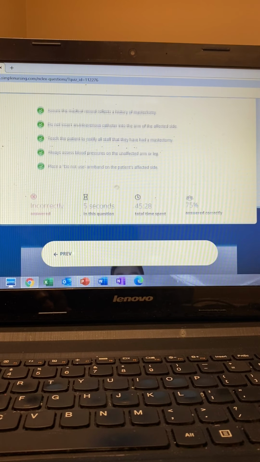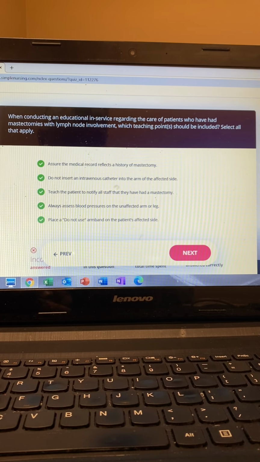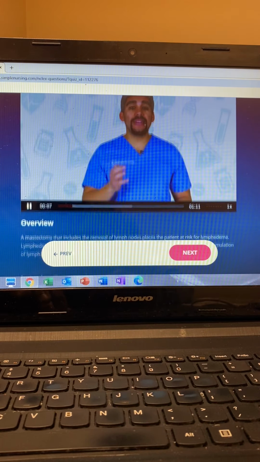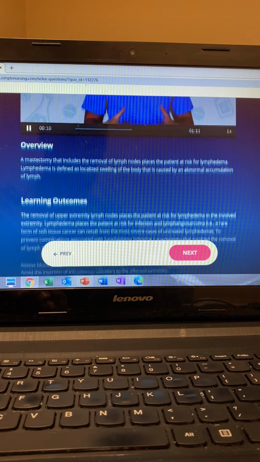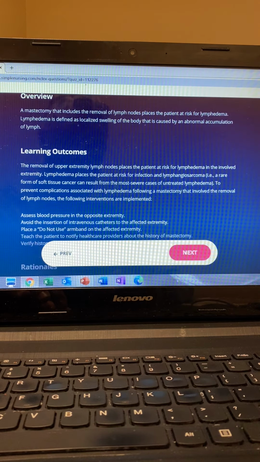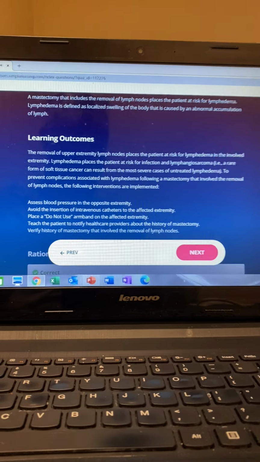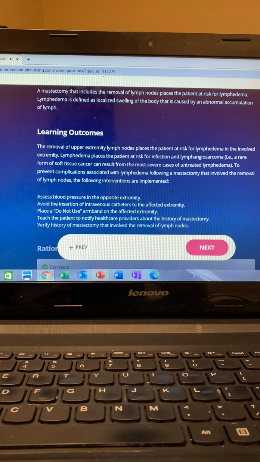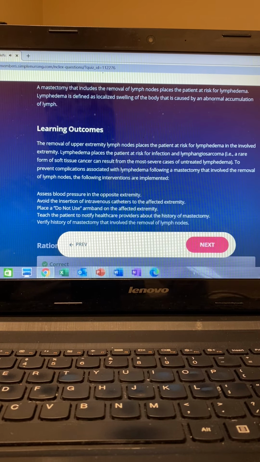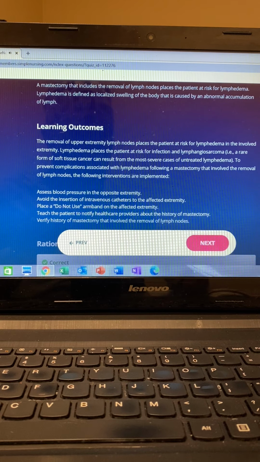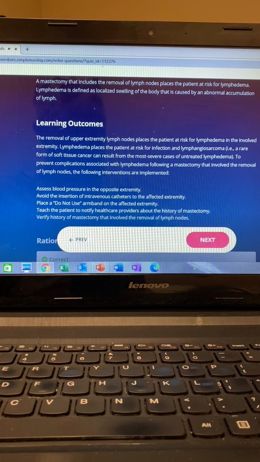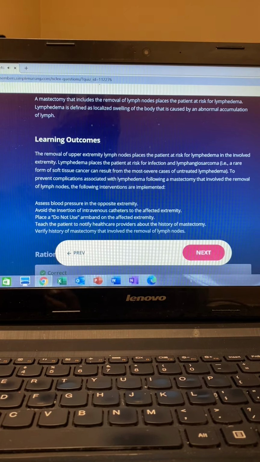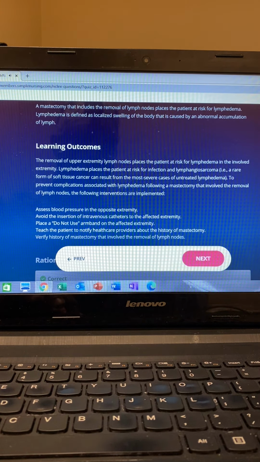Now, using our 3 steps, let's break this down. The question here is asking what to include in teaching for the key problem given an in-service about caring for patients who had mastectomies with lymph node involvement. So guys, the biggest thing, anytime you hear the word mastectomy, you're thinking avoid the arm on the affected side and assess for complications. So no blood pressures, no IVs on that affected side where the breast has been removed. So solutions, we're looking for correct care for these types of patients.